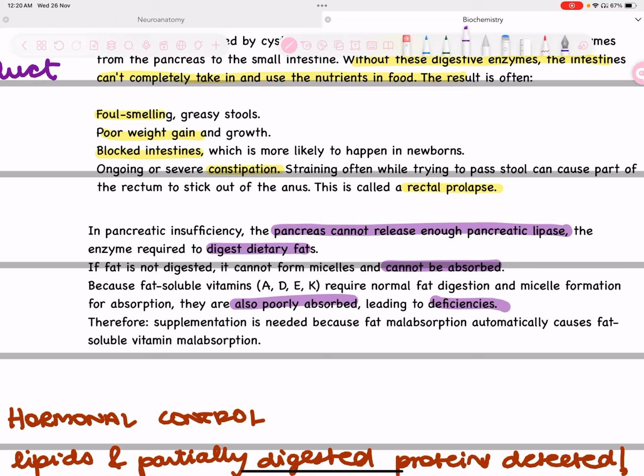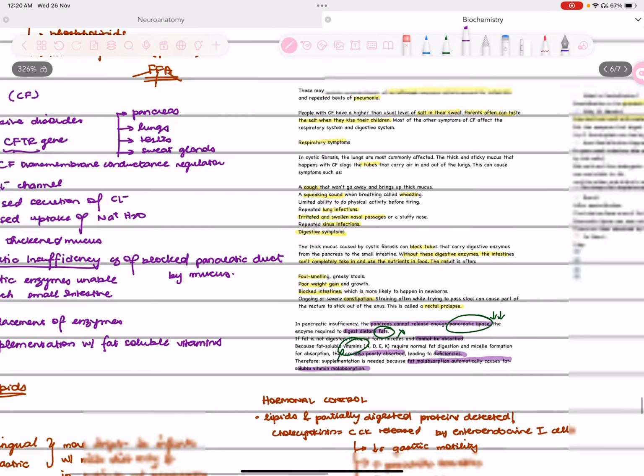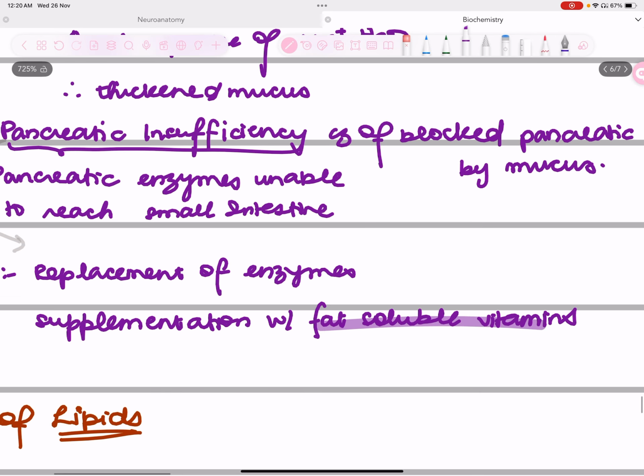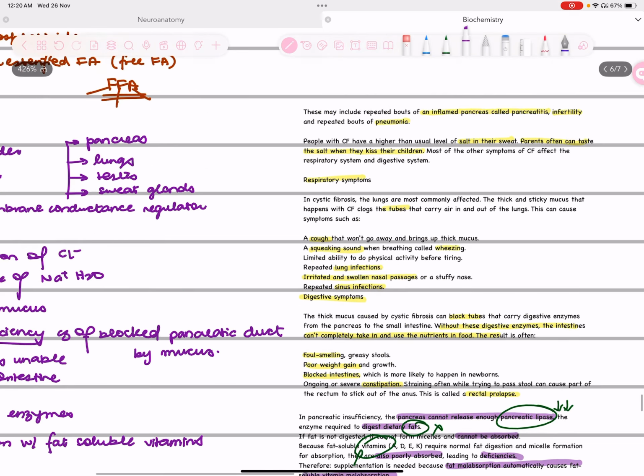So because fat is not being absorbed because of pancreatic insufficiency, there's very little pancreatic lipase. So fat is not being absorbed. So if fat is not being absorbed, obviously vitamins will also not be absorbed. Therefore, supplementation is needed because fat malabsorption automatically causes fat soluble vitamin malabsorption. So you need to also supplement with the fat soluble vitamins, and obviously you need to replace the enzymes.